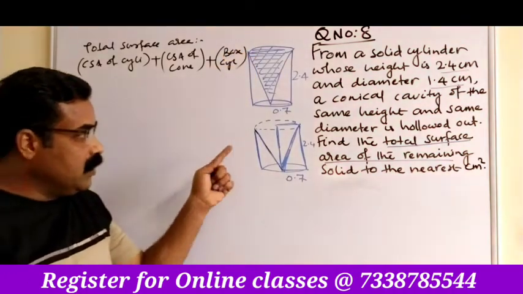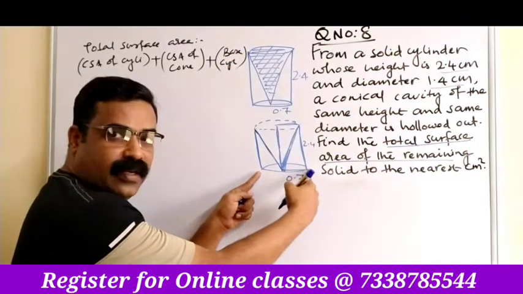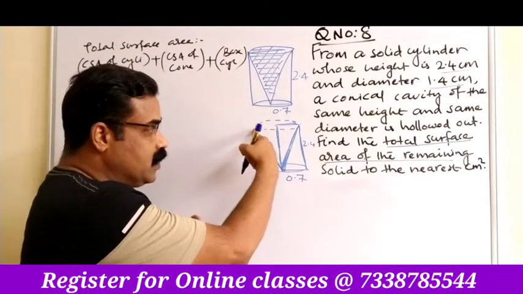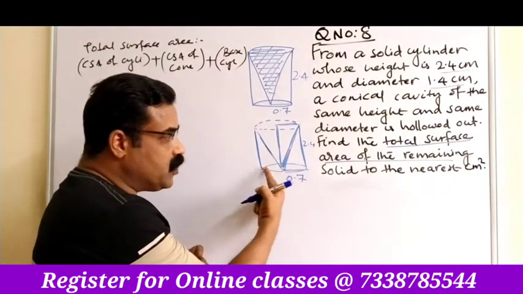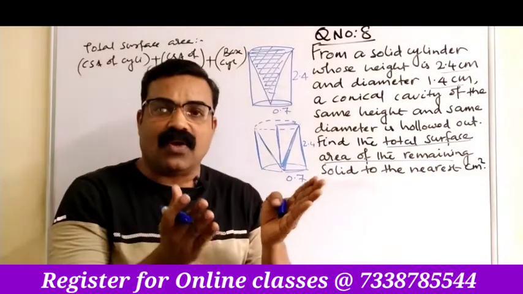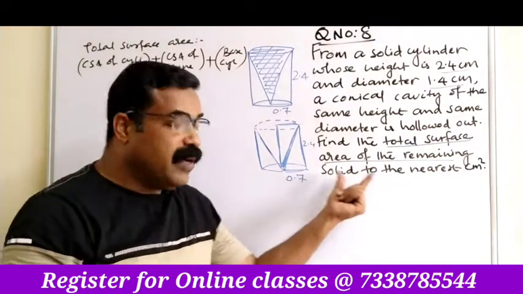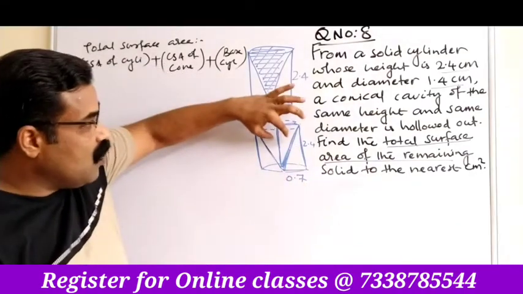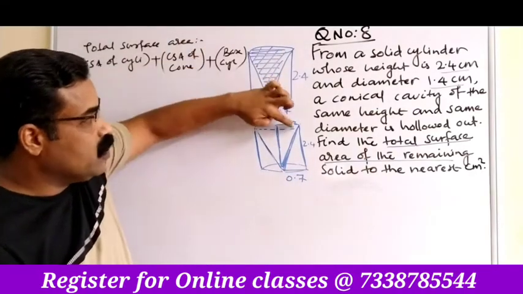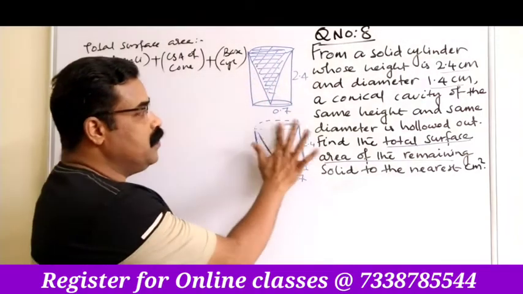So when you add the CSA of this cylinder, the CSA of this cone, and the base of this cylinder, that is the total surface area of the remaining solid. What is remaining here? We have this cone taken out. So at the top, nothing will be there.